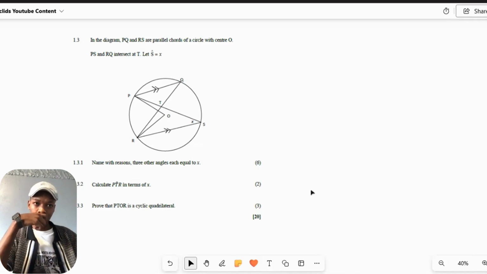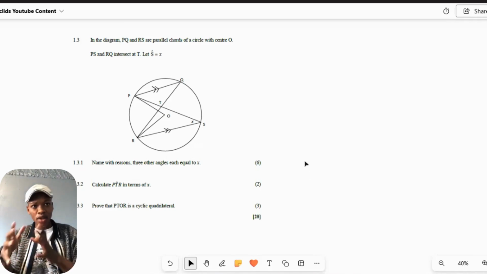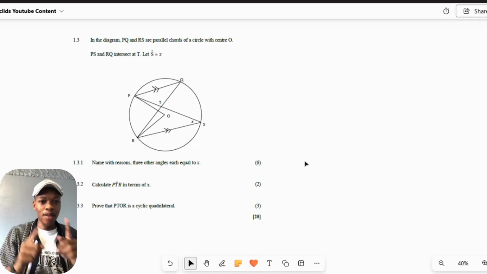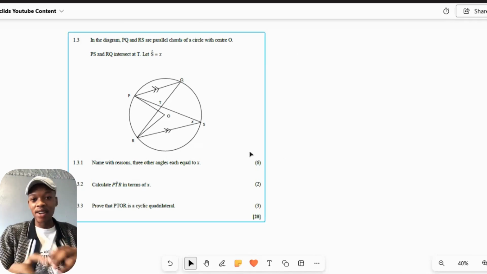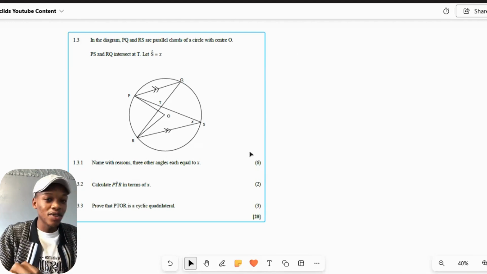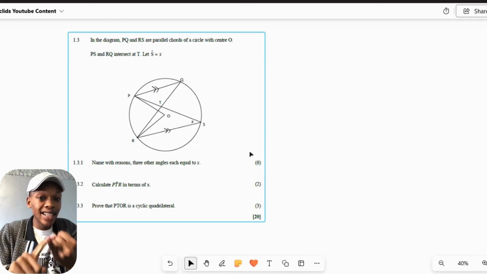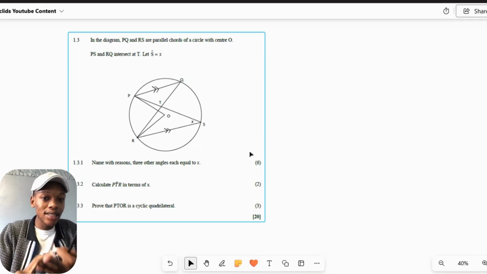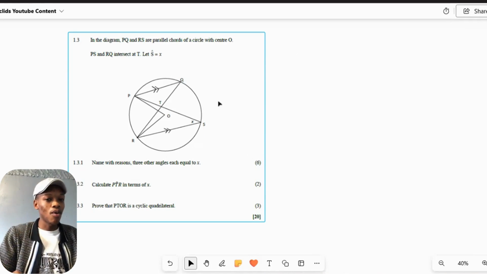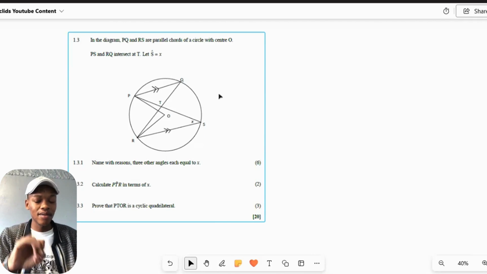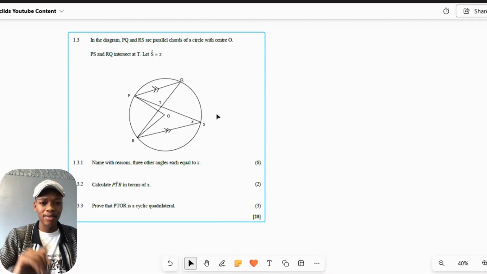Asibabone. Number 1.3 here. In the diagram, PQ and RS are parallel. As soon as they tell you parallel, what are you thinking about? Alternating, co-interior, corresponding. Okay, let's move. Center. Oh, angle at the center. Radii. Diameter. What else?